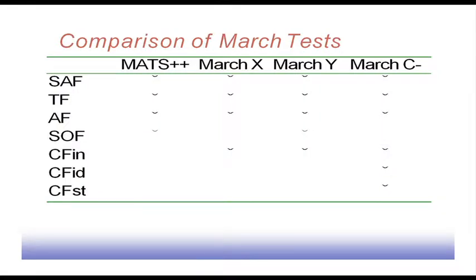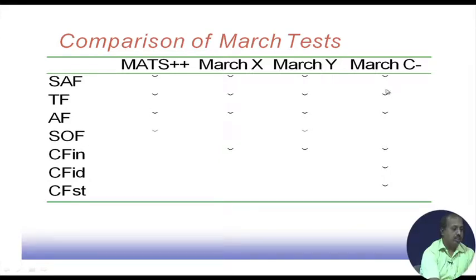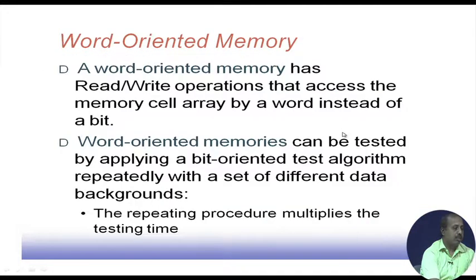This is another comparison. You see that March C minus covers most of the faults, excepting the stuck-open fault, whereas March Y and March X cover some of the others. So, these are the different faults, and there are different algorithms, and they could cover some of these faults. Another way of looking into memory testing is the word oriented memory.